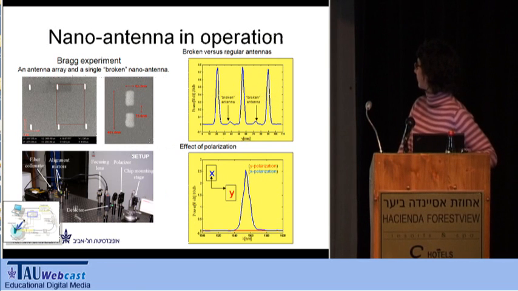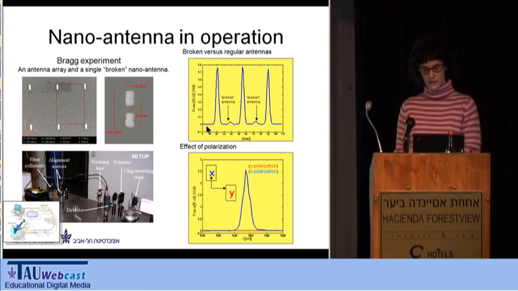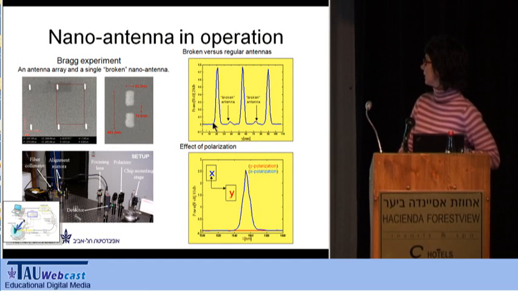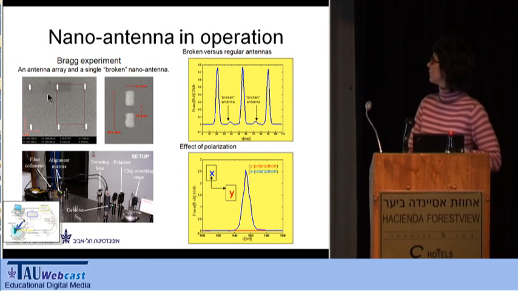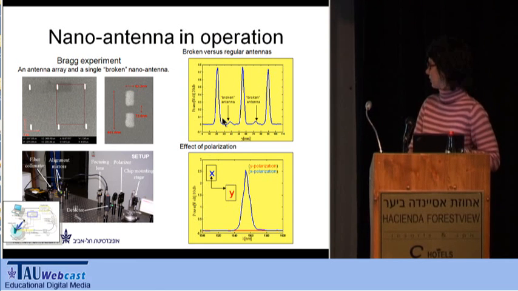These are some preliminary results. Here you see we have arrays of antennas, and here you see the scan of a whole array, which corresponds to this image. When the array is broken, of course, the response is much lower. It's two orders of magnitude lower for the broken antenna. In the future, we will place the diode here and hopefully see a higher response and rectification.